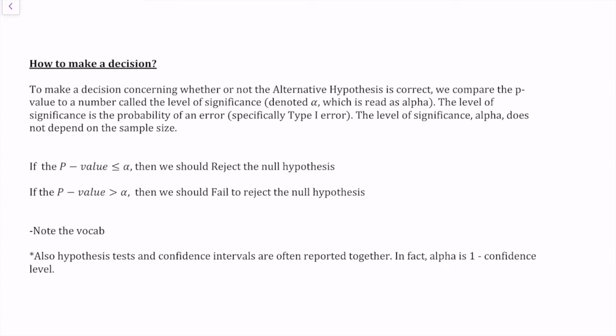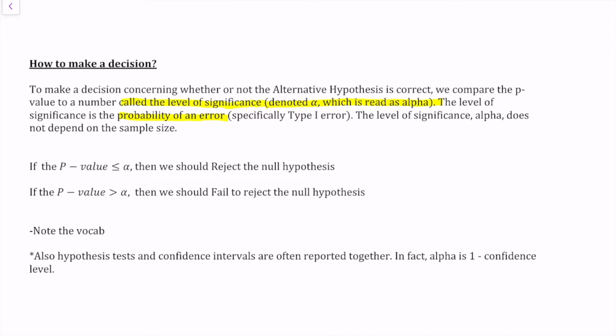Well, to make a decision concerning whether or not the alternative hypothesis is correct, we compare the p-value to a number that's called the level of significance. And the symbol for that is the Greek letter alpha. Okay? So to make a decision, we compare the p-value to this Greek letter alpha, which is called the level of significance. What is the level of significance? Well, basically the level of significance is the probability of an error. Okay? Specifically, it's called a type 1 error. If you have questions about that, just shoot me an email. But basically, just know that the level of significance is an error probability.